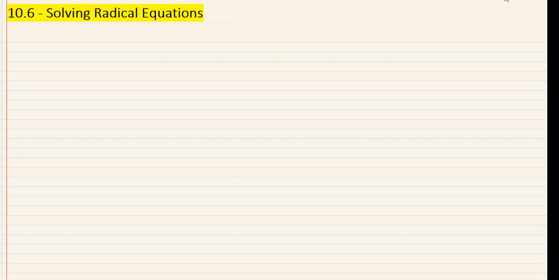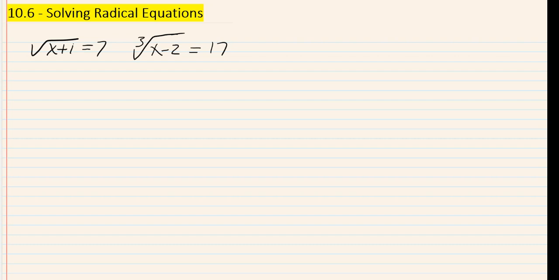In section 10.6, we're going to take a look at how to solve radical equations. Now, a radical equation is an equation that has a radical expression in it. So, for example, square root of x plus 1 equals 7. That's a radical expression because it has a radical in it.